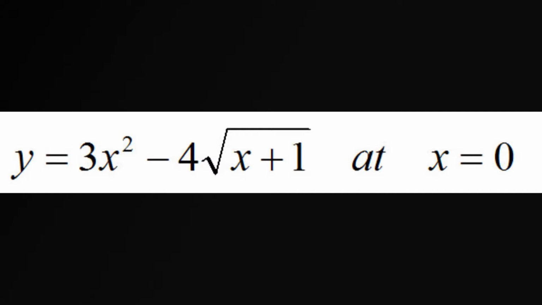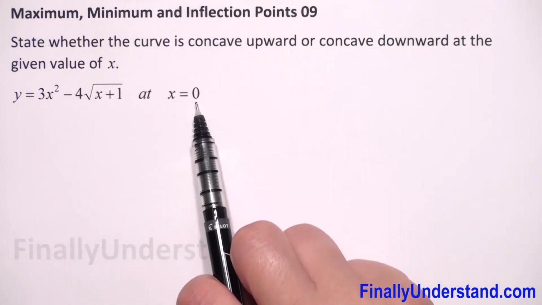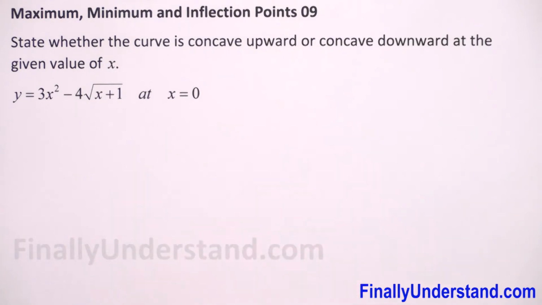We have a given curve and we have to find if our curve is concave upward or concave downward at the given value x. To solve this problem, we need to find the second derivative and find the value of the second derivative for x equals 0. If we get a positive value, it means our curve is concave upward at the given point, and if we get a negative value, it means our curve is concave downward at the given value.